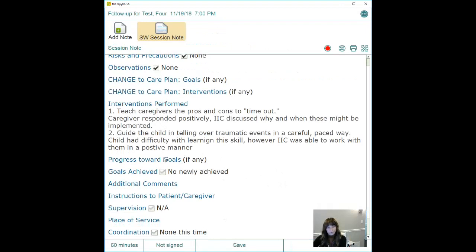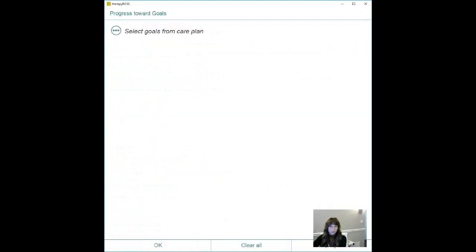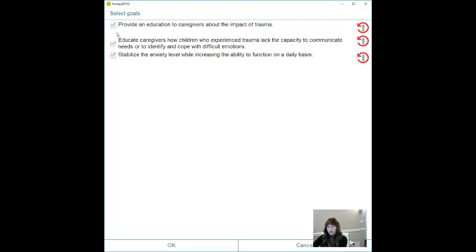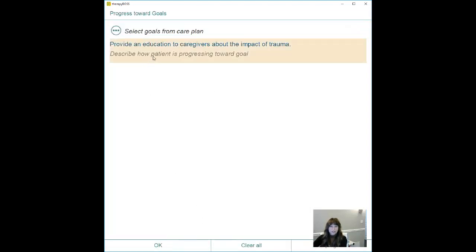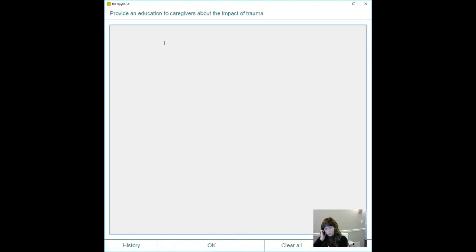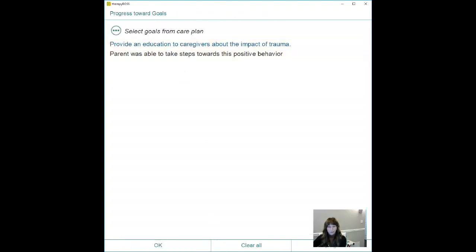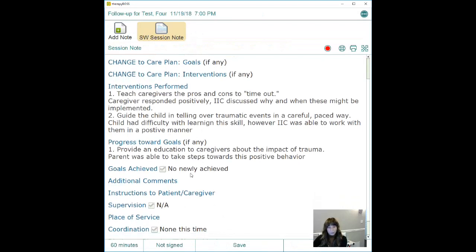Progress towards goals. Was there any progress towards goals? Let's select some of the goals. Let's say our goals. Remember, we only have 3 goals. That's what we're supposed to have for 3 months. But did we provide an education to caregivers? We did. Let's describe how the patient is progressing towards the goal. Parent was able to take steps towards this positive behavior. And you might get a little bit more detailed about how. So that would be our progress toward goals.